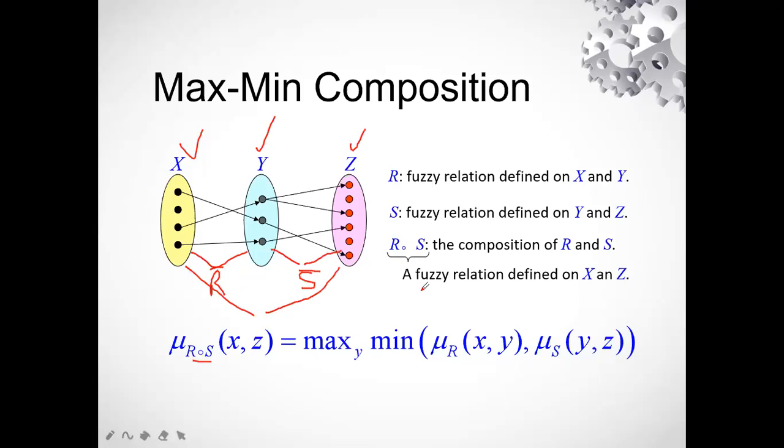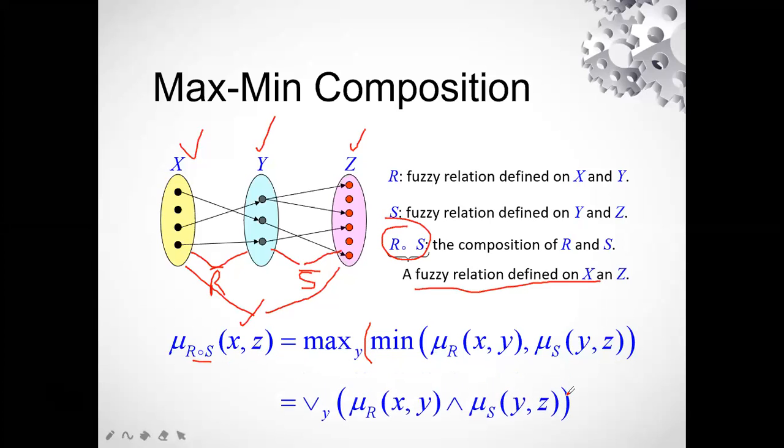So this is what is written here. A fuzzy relation is defined on X and Z. What is that? It is R dot S. Now what is the formula we have seen? We have seen that mu R dot S (X comma Z) - you must have understood why we are using X comma Z - equals the maximum over Y of the minimum of mu R (X comma Y) and mu S (Y comma Z). We should use brackets here to make it clearer.